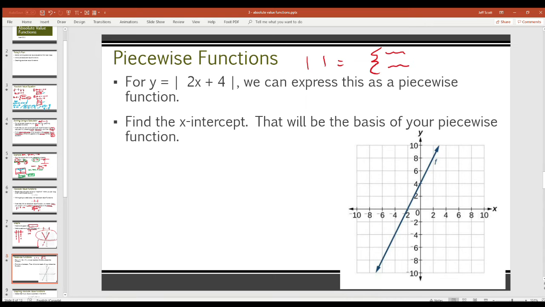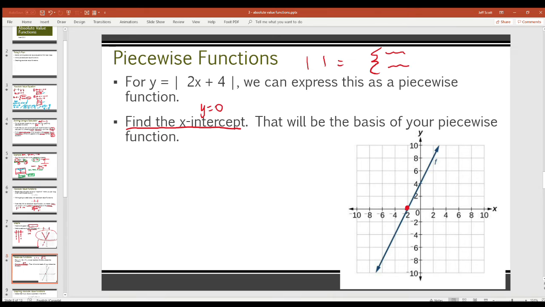Now, to express it as a piecewise function, you need to find your x-intercept. That's going to be the basis of your piecewise function. Usually to find an x-intercept, you set y equal to 0, and then you solve for x. But given that we actually have our graph here, it's pretty crystal clear that our x-intercept is x equals negative 2. So we can just use that as our basis right away. Now let me show you what I mean.